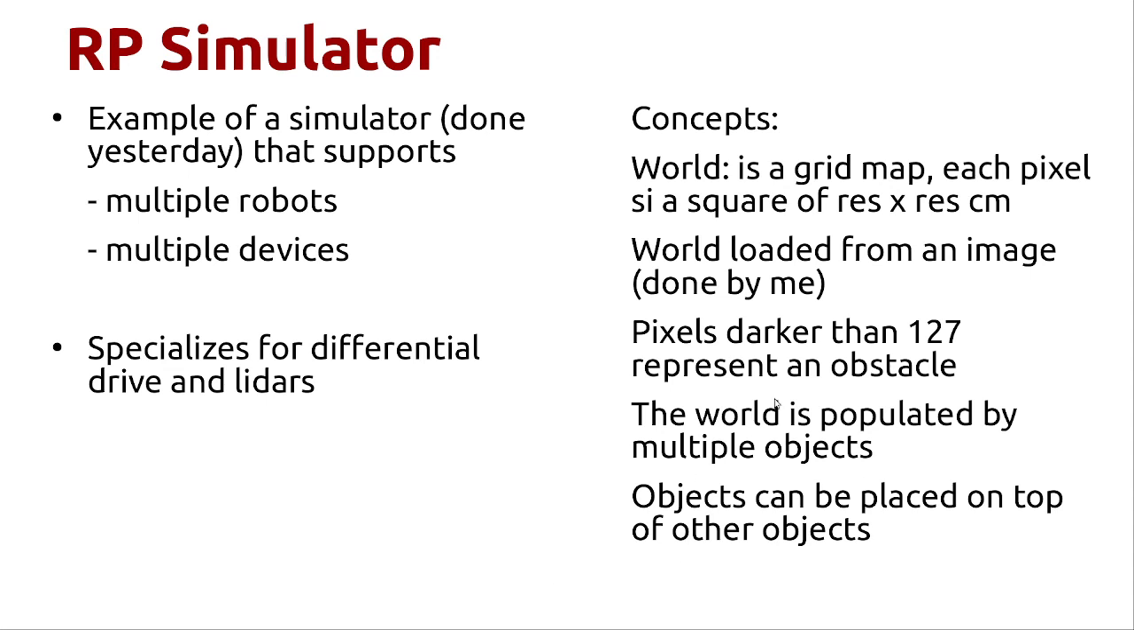And the idea is that the world is a black and white grayscale image, and a pixel darker than 127, so between 0 and 127, represents an obstacle. Other pixels are white. Like in a grayscale image, 255 is white and 0 is black. The world is populated by multiple objects. The objects can be put on top of the other. What happens if you have a stack of objects? Well, when you move the object on the base, the others will also be moving.